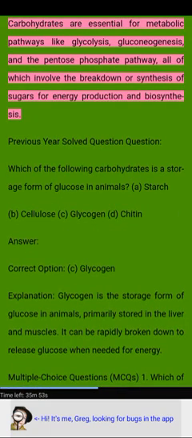D. Biological roles in metabolism. Carbohydrates are essential for metabolic pathways like glycolysis, gluconeogenesis, and the pentose phosphate pathway, all of which involve the breakdown or synthesis of sugars for energy production and biosynthesis.